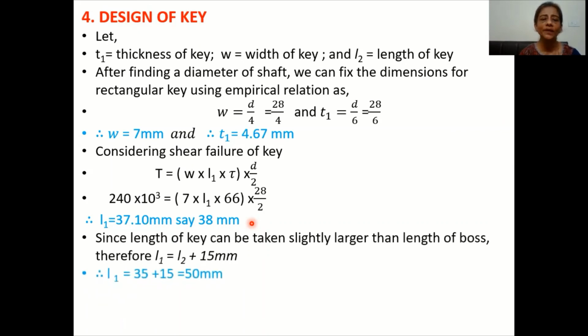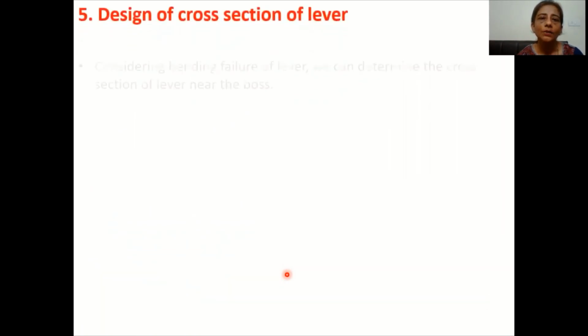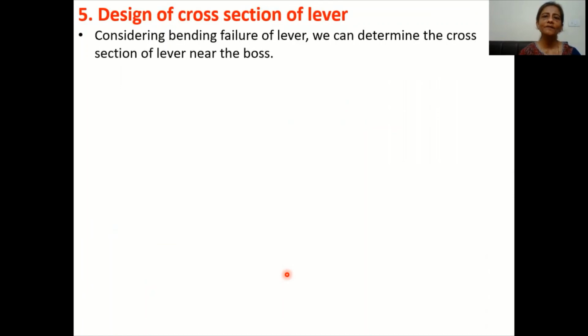So adding 15 millimeter in the length of boss, we get length of the key as 35 plus 15, say 50 millimeter. So we will be taking larger of the two values as the length of key, and final length of key is 50 millimeter. Fifth and the last step is design of lever. So we will be considering the bending failure of the lever near the boss.